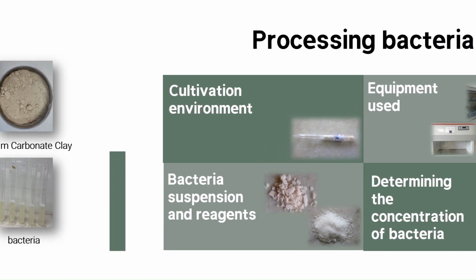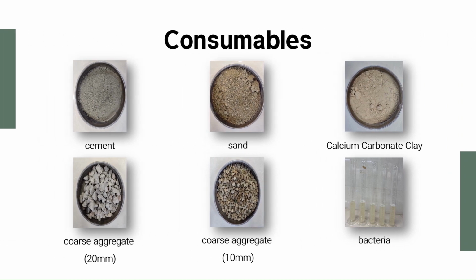On this slide, we can see the process of our bacteria and the equipment that we used, and the suspensions that we used are urea and calcium chloride. Here we can see the materials that we use, like cement, sand, slag, coarse aggregate, and bacteria.